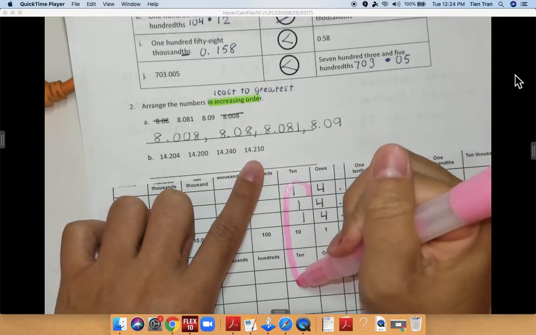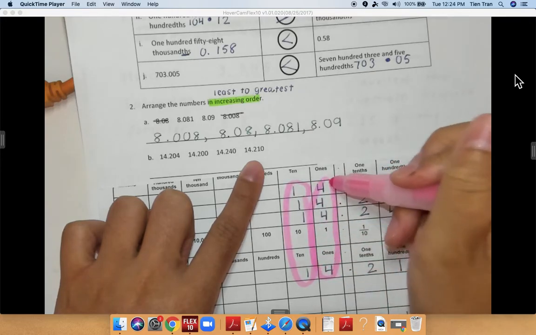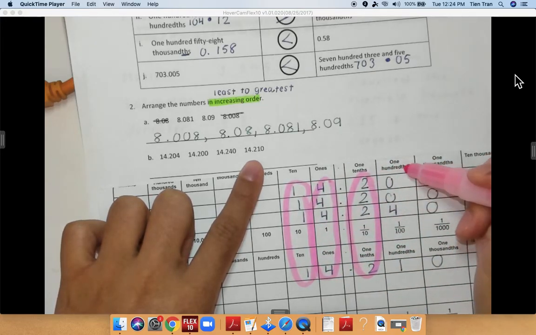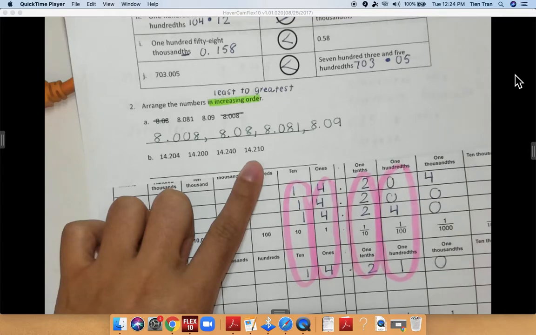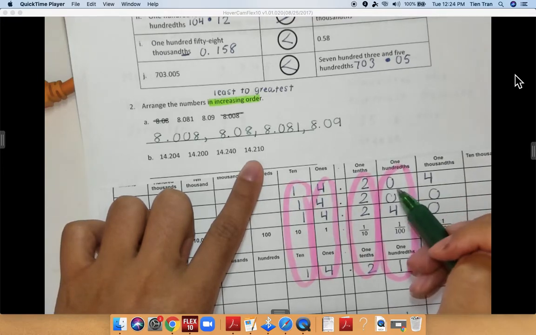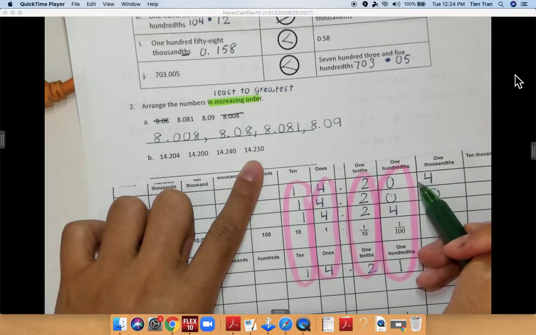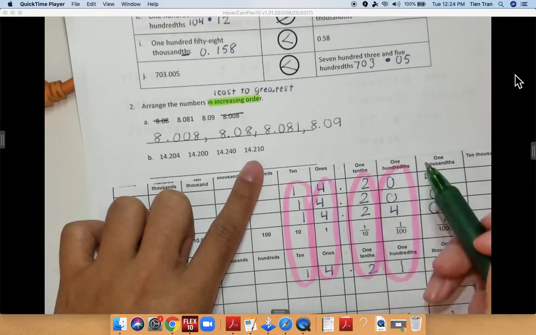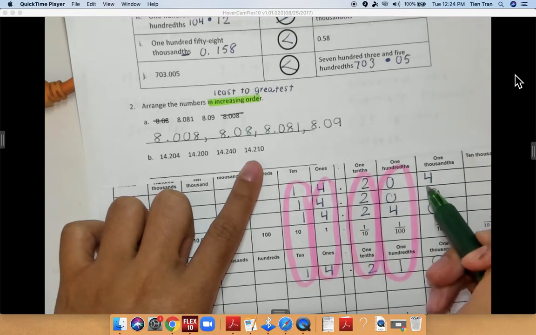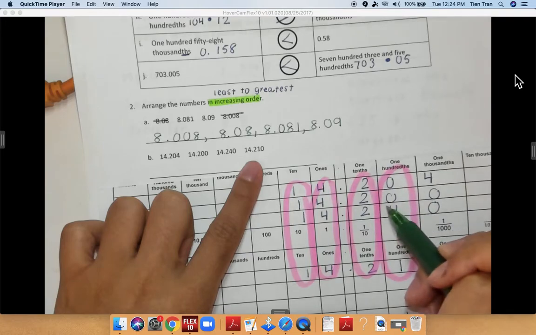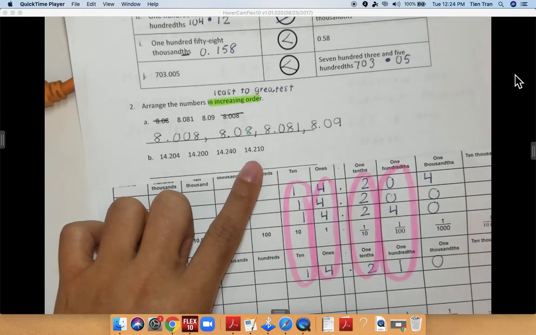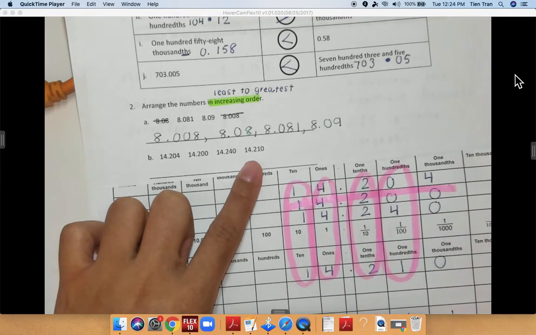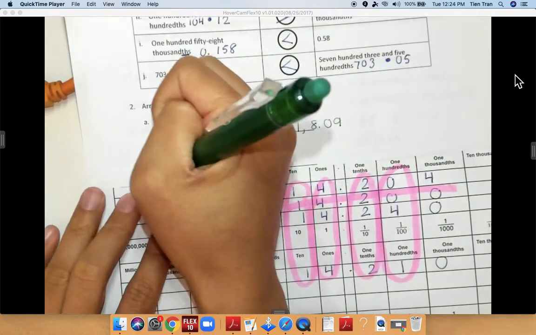All of this is the same. 1 is the same, 4 is the same, 2 is the same. Now this is where it starts to be different. Zeros are going to be the least, right? So it's either this one or this one. I know that 4 is greater than 0. So this number right here is going to be your smallest number. So I'm going to write that down.